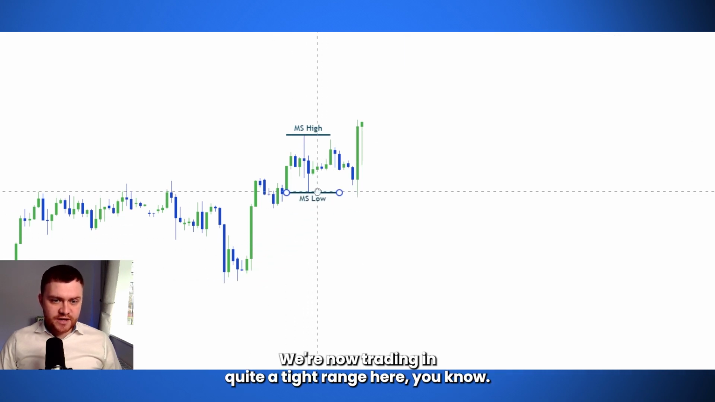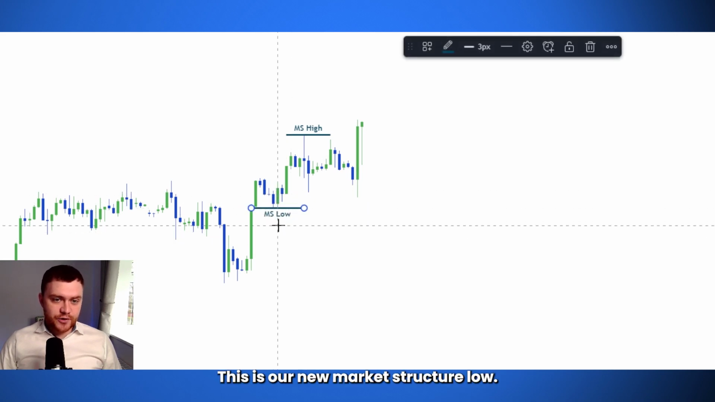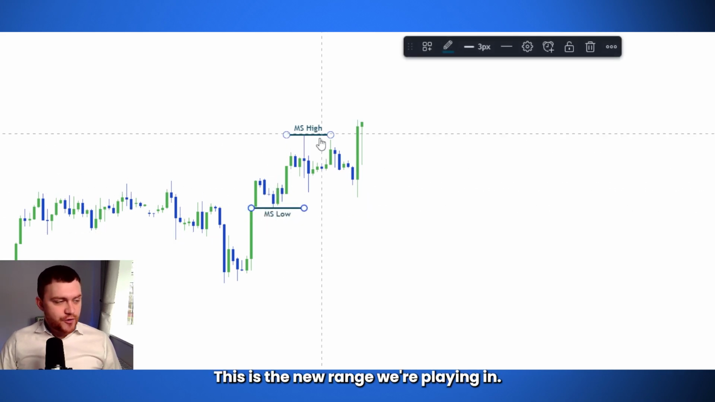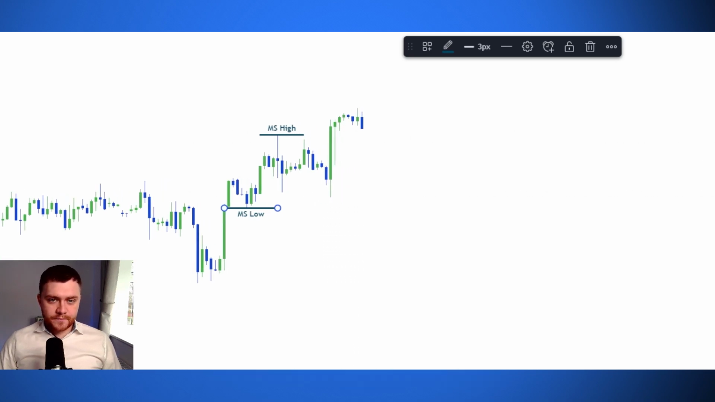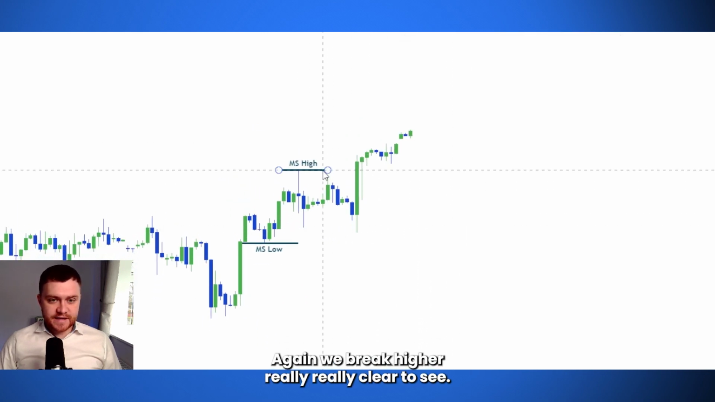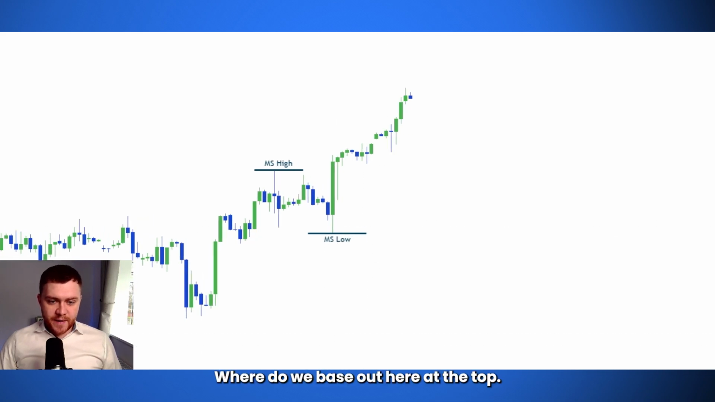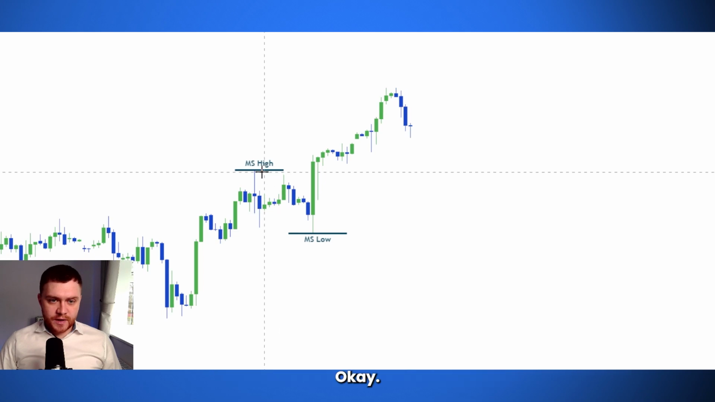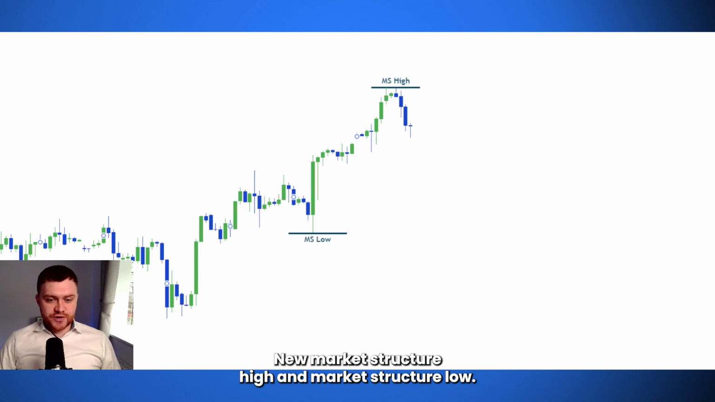We're now trading in quite a tight range here, or we could probably move that to here. This is our new market structure low. This is the new range we're playing in. What happens here? Again, we break higher, really, really clear to see. So then we can start to move our market structure low again to the next level. Where do we base out here at the top? Okay, new market structure high and market structure low.